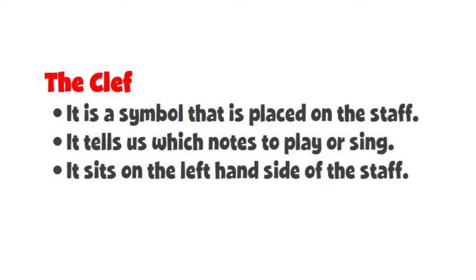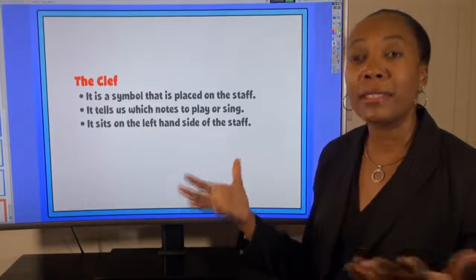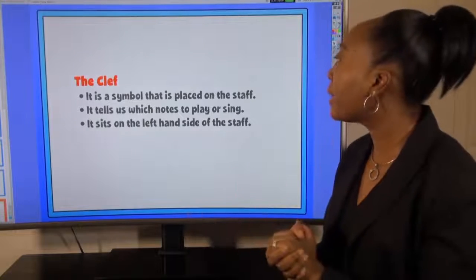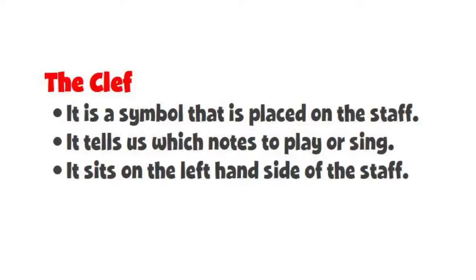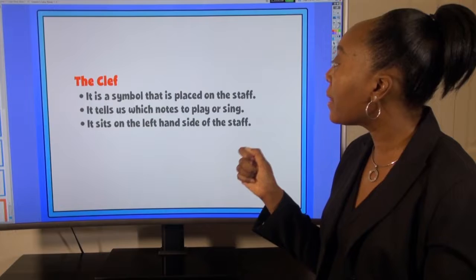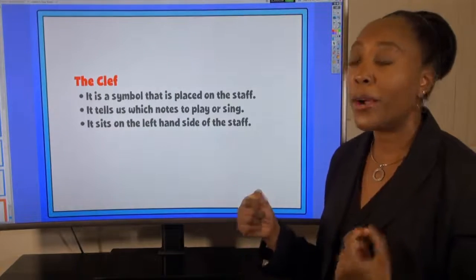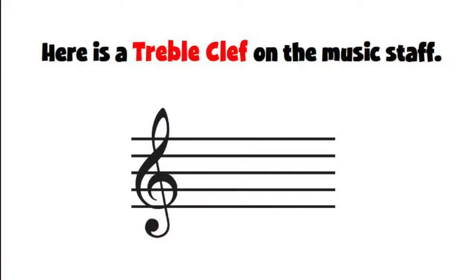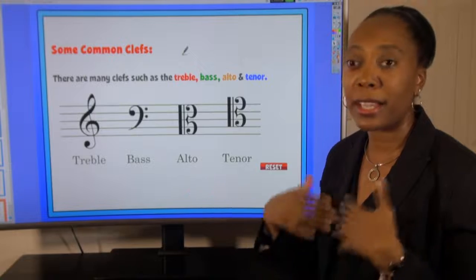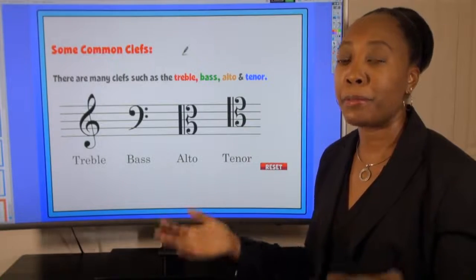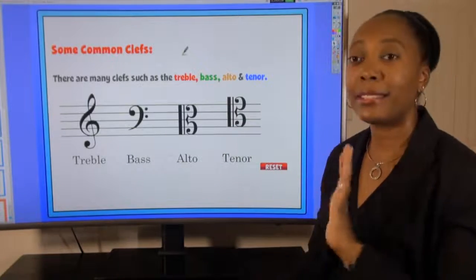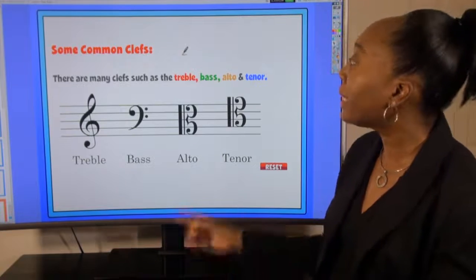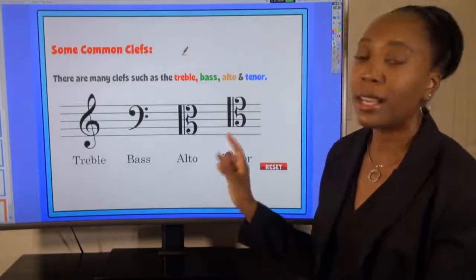And a clef is a symbol. A symbol means like a picture, a symbol that is placed on the staff. So you already know what a staff is. And this clef tells us what notes to play or what notes to sing, right? And it sits on the left-hand side of the staff. So just like when we're reading a book, we read from left to right. Same way with music. So let's look at some common clefs.